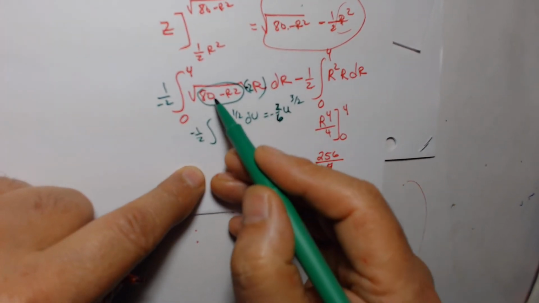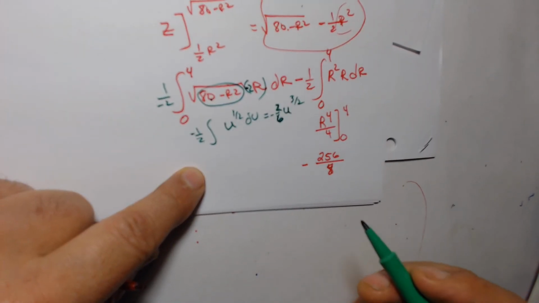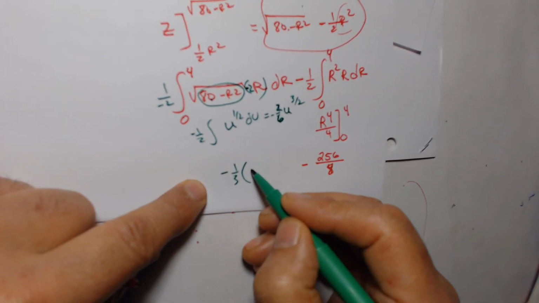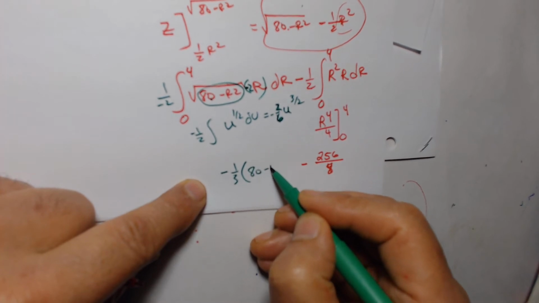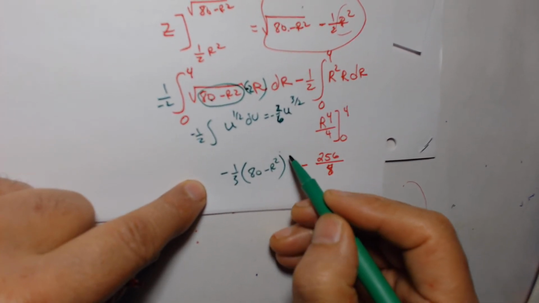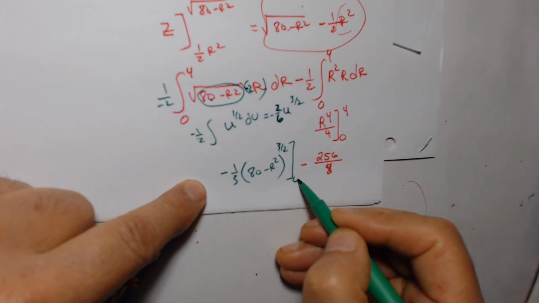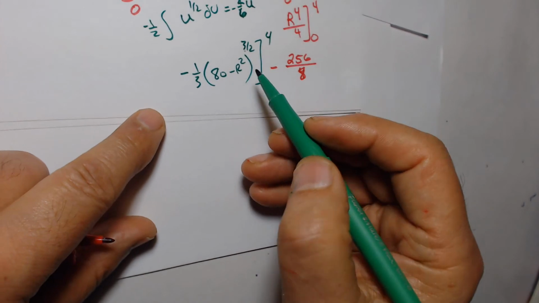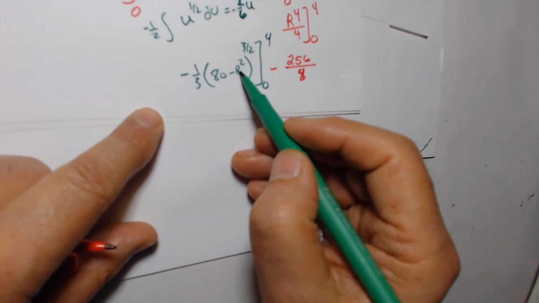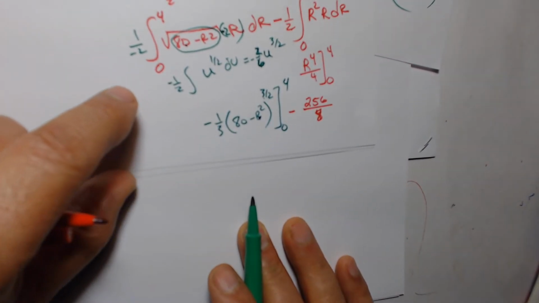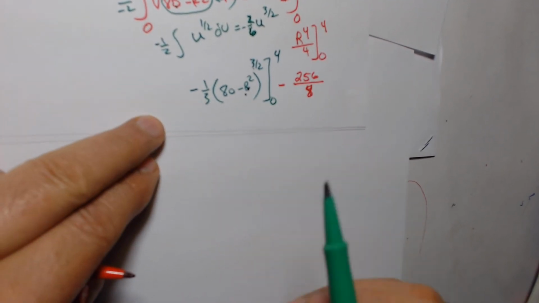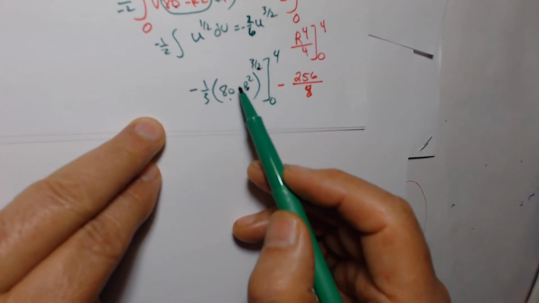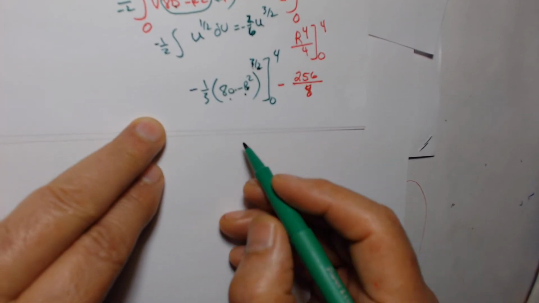And what is your u? Your u is 80 minus r squared. Then here it becomes negative 1/3 of 80 minus r squared to the power of 3/2 from 0 to 4. Okay, then what is that answer? When I put 4 in here, I get 16. 80 minus 16 is 64. The square root of 64 is 8. That becomes 8 cubed.